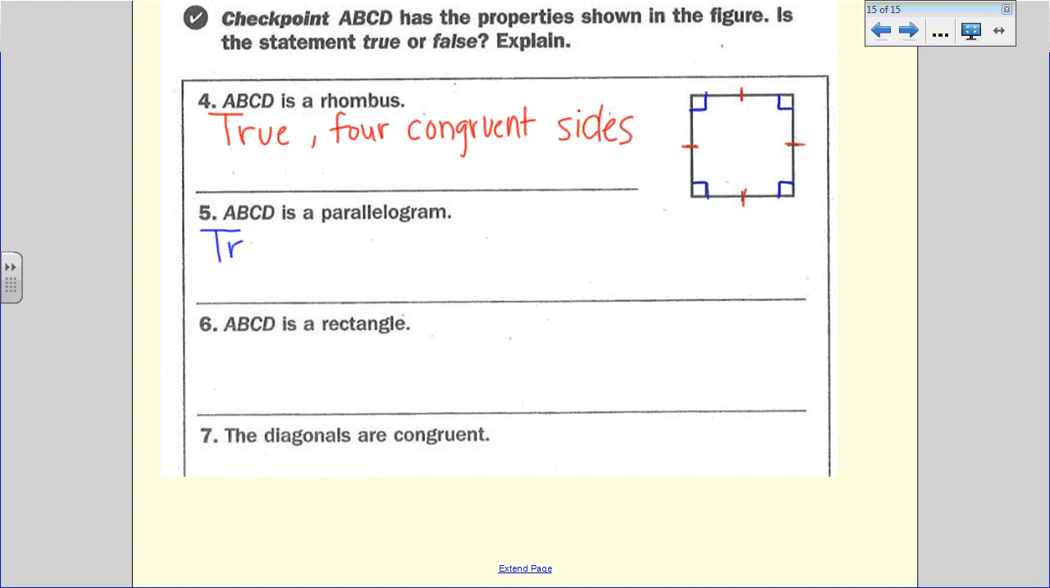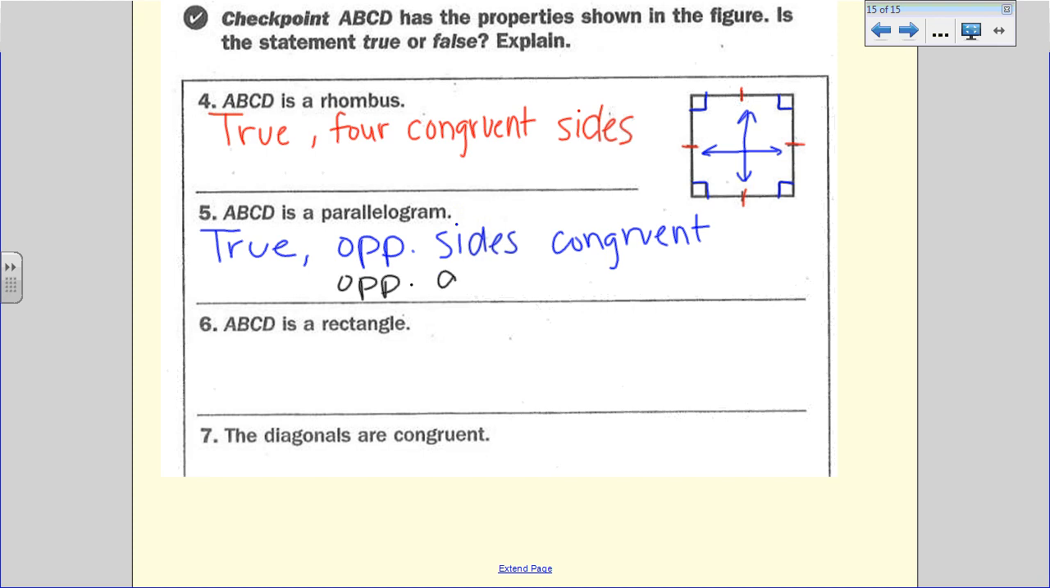If we take a look at the next statement, it says ABCD is a parallelogram. I'm going to say true. One reason I could say is simply because it's a rhombus. As soon as you name something a rhombus, a rectangle, or a square, it's automatically a parallelogram because those are special types of parallelograms. But I can also use some of the features I see here. I see opposite sides congruent, because these 2 sides are congruent and these 2 sides are congruent. The other thing I see is that opposite angles are congruent. So that's what it means to determine if the property shown makes a true statement and explain why.